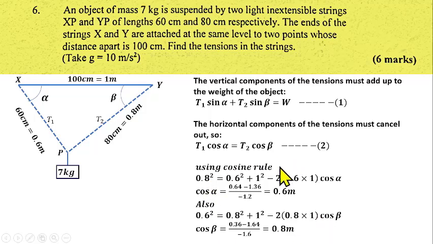So we have the value of cos alpha and we have the value of cos beta. So we can substitute that into this. Then we can also get sine alpha and sine beta as well. We can now put that into this as well. We can now solve the two equations simultaneously to find our T2 and T1.